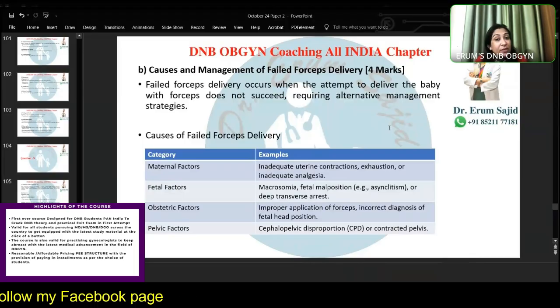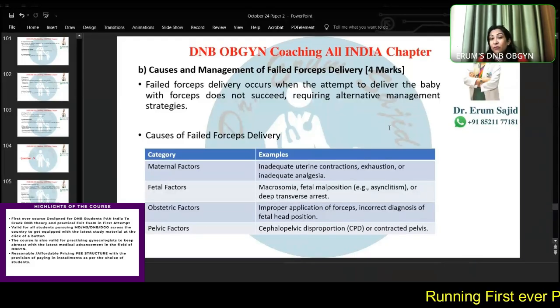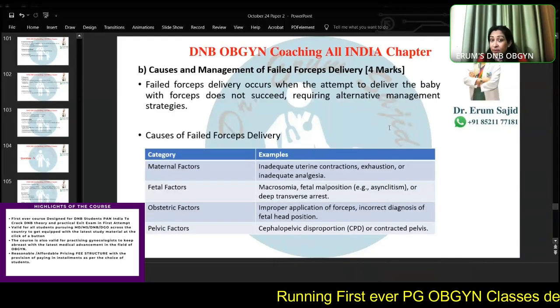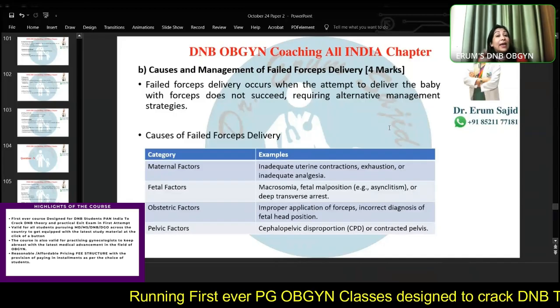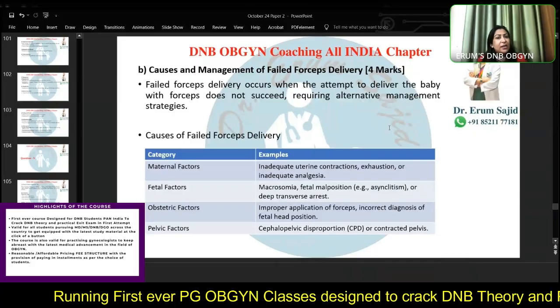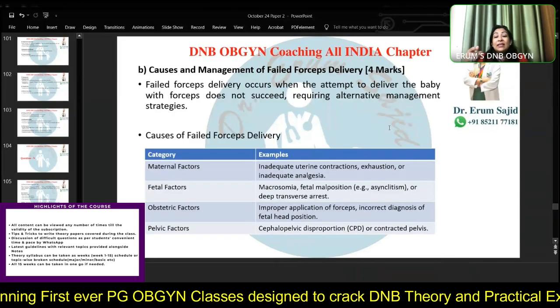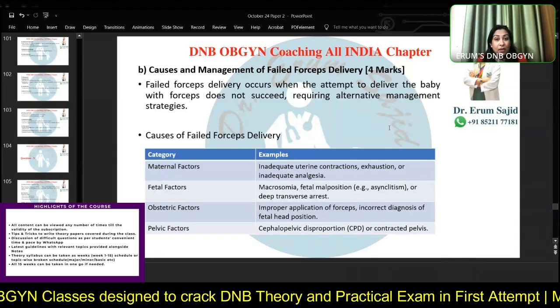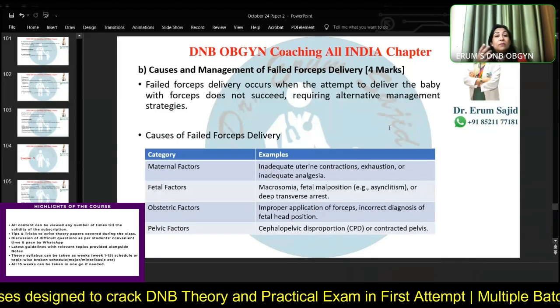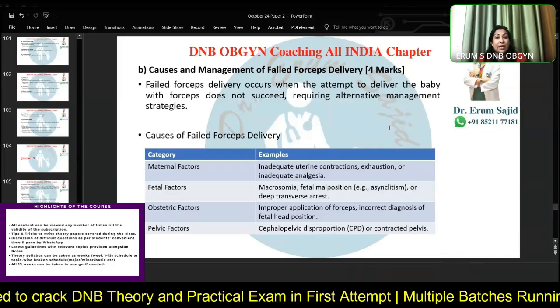Improper application of forceps. You've not applied it properly. You're not experienced enough. Incorrect diagnosis of fetal head. The most important thing. I consider myself very good in applying forceps. I have a very stellar record when it comes to forceps application, but I also had a failed forceps, and not once. I did it 2 times and it failed again and again. And I was so upset with that thing. But the answer was that there was an incorrect diagnosis of the fetal head position by me. Okay. So the head was not rotated properly and I was missing it.